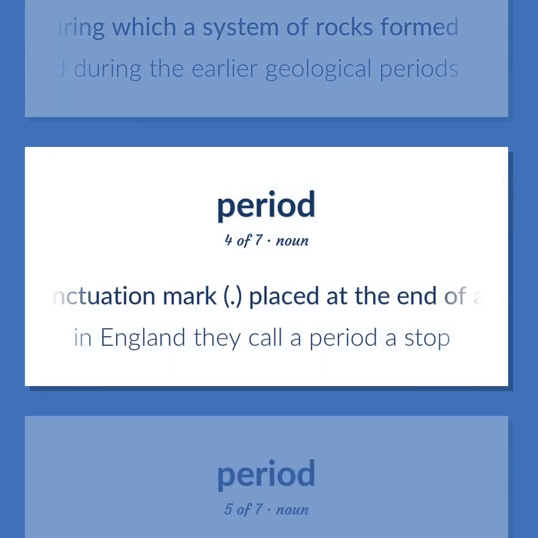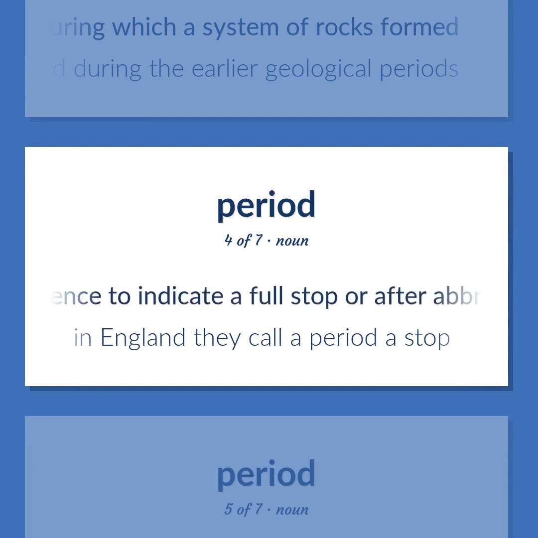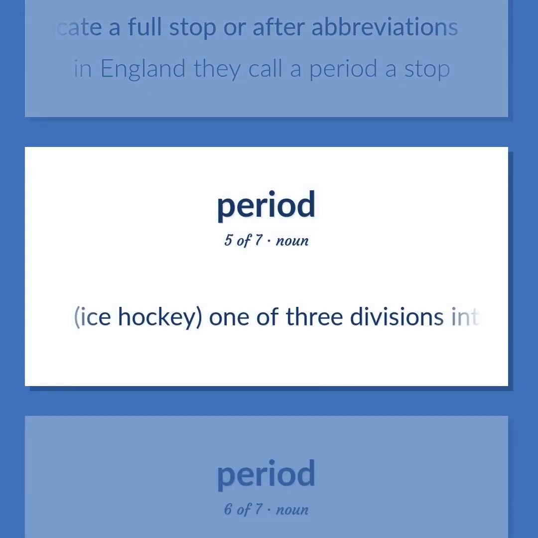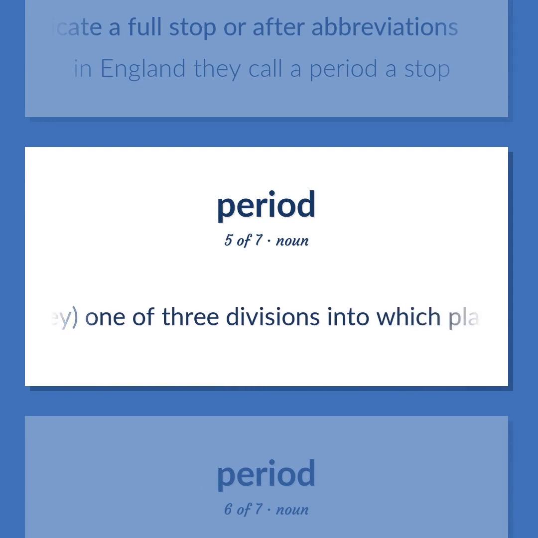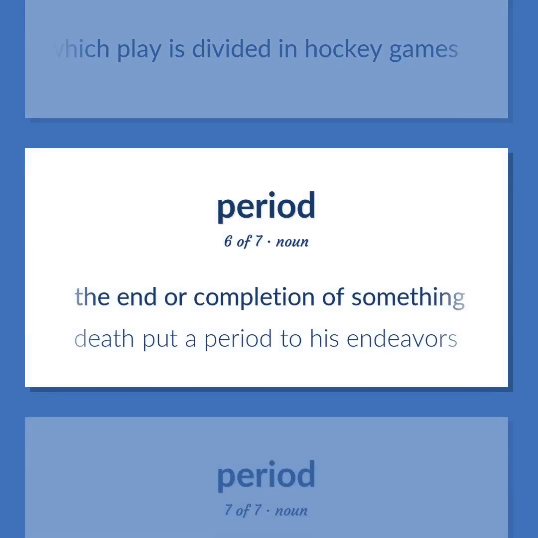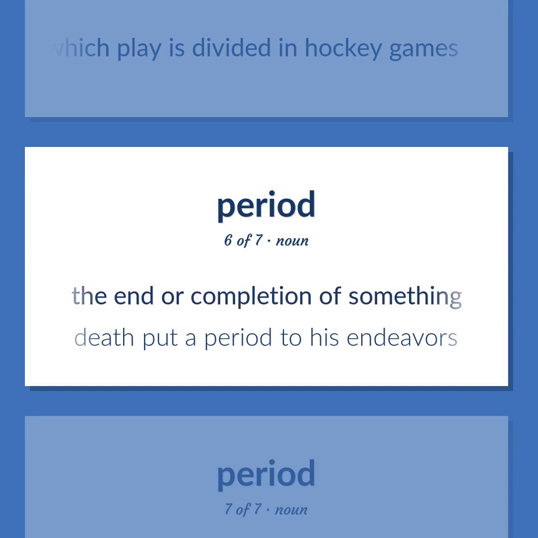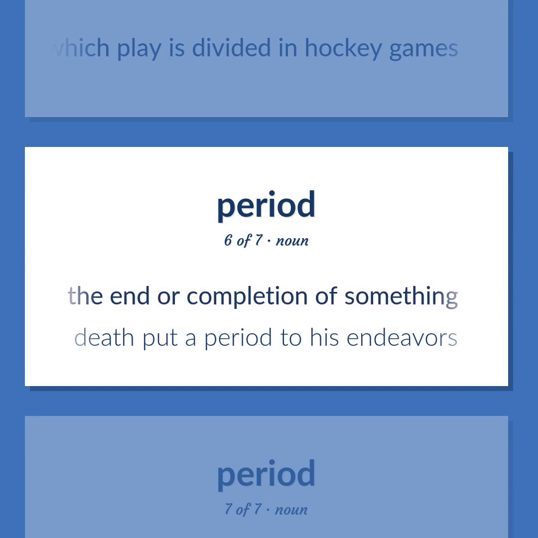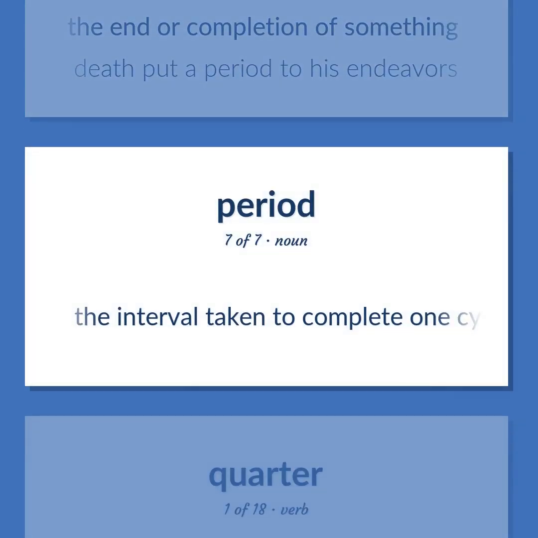A punctuation mark, placed at the end of a declarative sentence to indicate a full stop or after abbreviations. In England they call a period a stop. Ice hockey, one of 3 divisions into which play is divided in hockey games. The end or completion of something. Death put a period to his endeavors. The interval taken to complete one cycle of a regularly repeating phenomenon.